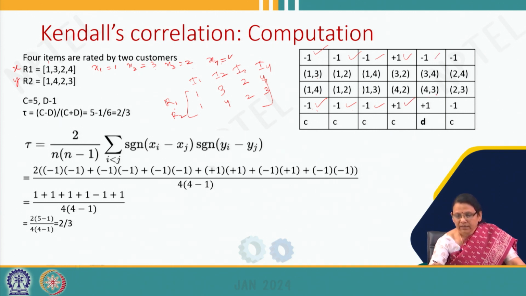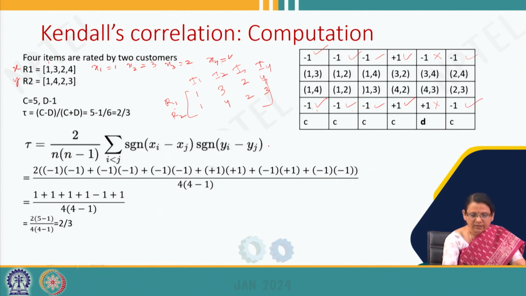And here they do not agree, because this person is saying item 2 is better than item 4: to item 2 it has given rating 3, to item 4 it has given 4, but here it is just the opposite. So, both of them disagree, and here also both of them agree.